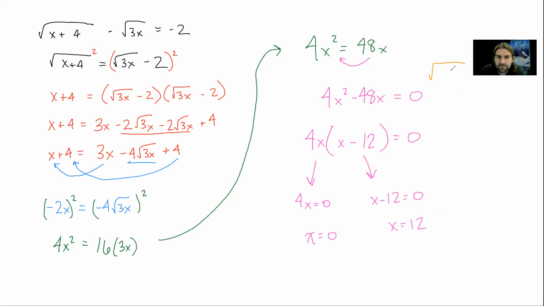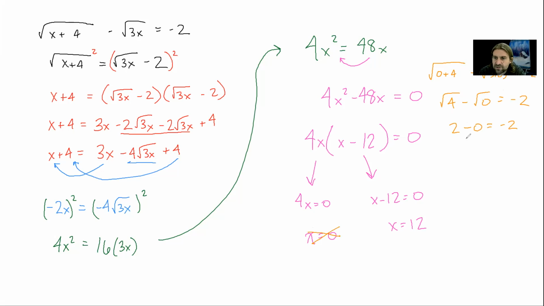Does the square root of 0 plus 4 minus the square root of 3 times 0 equal -2? All right, so let's see. 0 plus 4, this is the square root of 4 minus the square root of 0. Does that equal -2? Does 2 minus 0 equal -2? No, it does not, so 0 does not work.